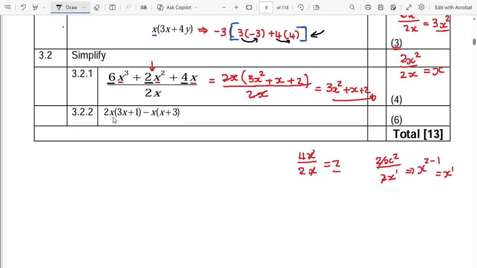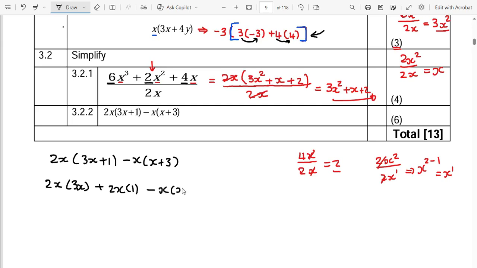Let's look at this one. To simplify this, first thing first, I have 2x into 3x plus 1, then minus x into x plus 3. So multiply out the bracket. So we're going to take the 2x, we multiply every term inside that bracket by the 2x. We do the same this side. We take the minus x, we multiply everything inside that bracket by the minus x. I hope you understand what I'm doing here.